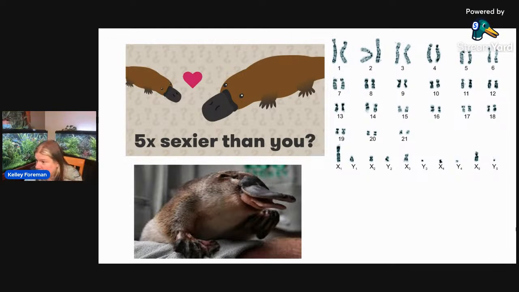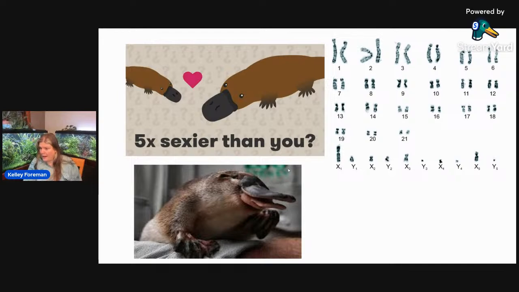So this is a platypus karyotype right here. Chromosomes 1 through 21, these are autosomes, so they're not sex chromosomes. And then all the sex chromosomes are shown below. And this is a male, so it has an X1 and Y1 and X2 and Y2 and X3 and Y3 and so on and so forth. So it's a pretty complicated system.